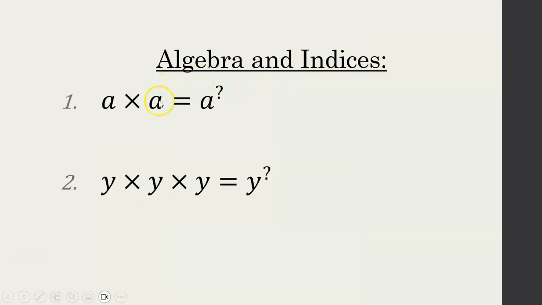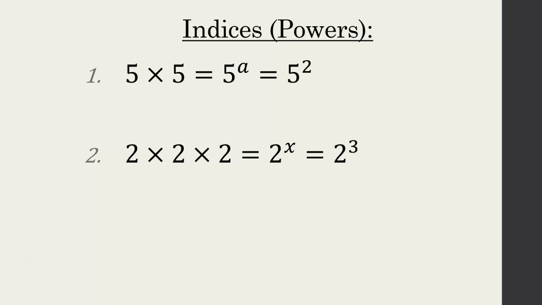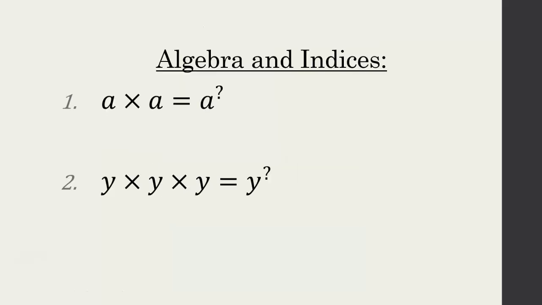What about algebra then? Let's say we had a times a. What would that be? Would it be a to the power of what? Or what about y times y times y? Luckily, it's just like regular constants. If we have a variable times itself, in this case a times a, we can just write that as a squared, similar to the previous example with 5. It's exactly the same idea.